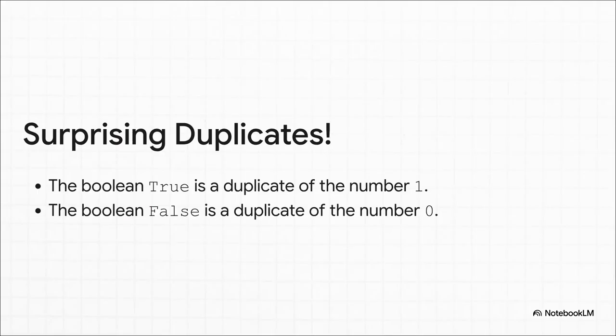Now here's a fascinating little quirk you should know about sets. Because of how Python works way down deep inside, a set actually treats the number 1 and the Boolean value true as the exact same thing. And it's the same story for 0 and false. So if you try to put both the number 1 and true into a set, you'll only end up with one of them. Kind of weird, right?